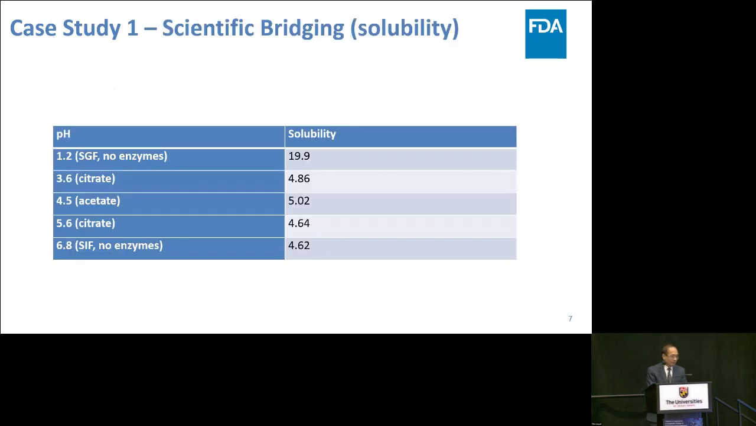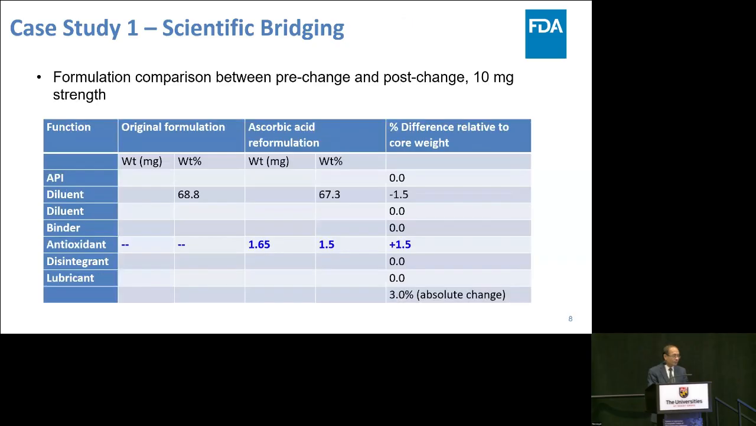So in the resubmission, they provide the solubility data for drug X. As shown in this table, drug X is highly soluble across the physiological pH range. This table shows the formulation comparison between the pre-change and post-change formulations for 10 milligram strength.